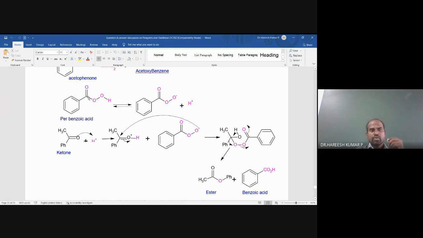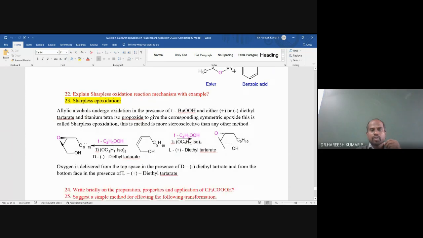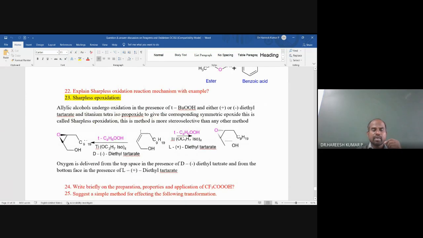So this is how acetophenone is converted into ester with perbenzoic acid. Next is: explain the Sharpless epoxidation. I am not discussing the mechanism part here, but when I discuss asymmetric synthesis, which is one more unit in this paper, I will discuss the mechanism, because there will be the involvement of a complex molecule.